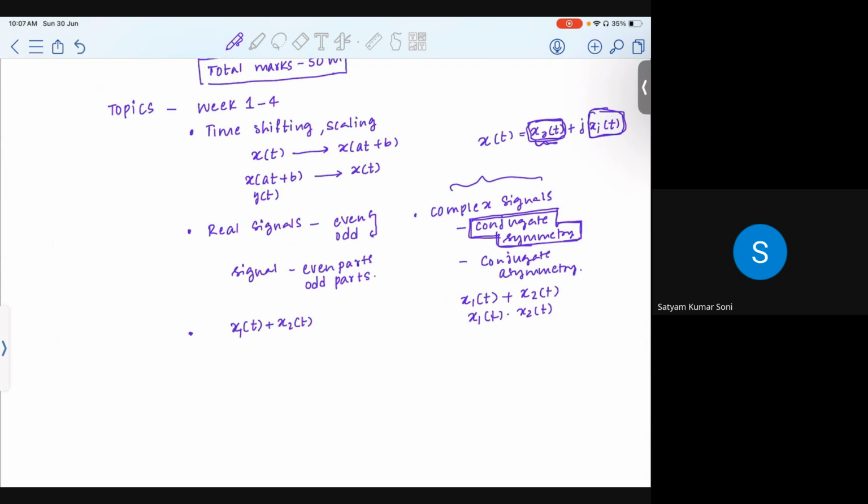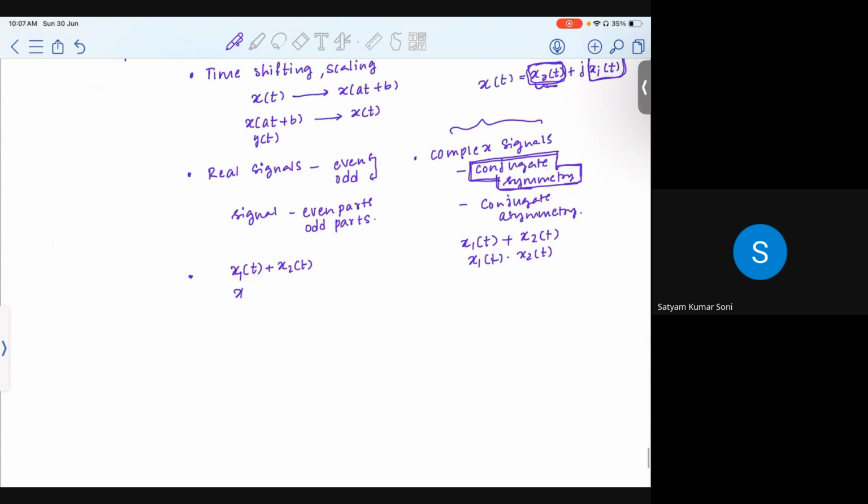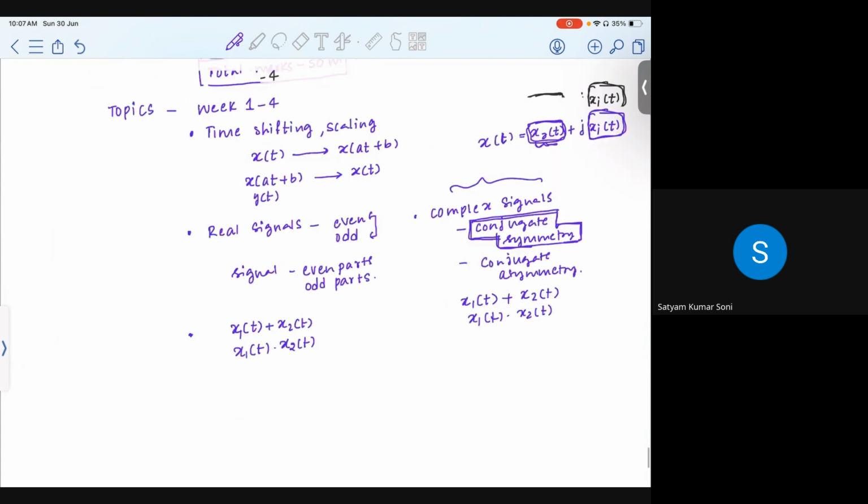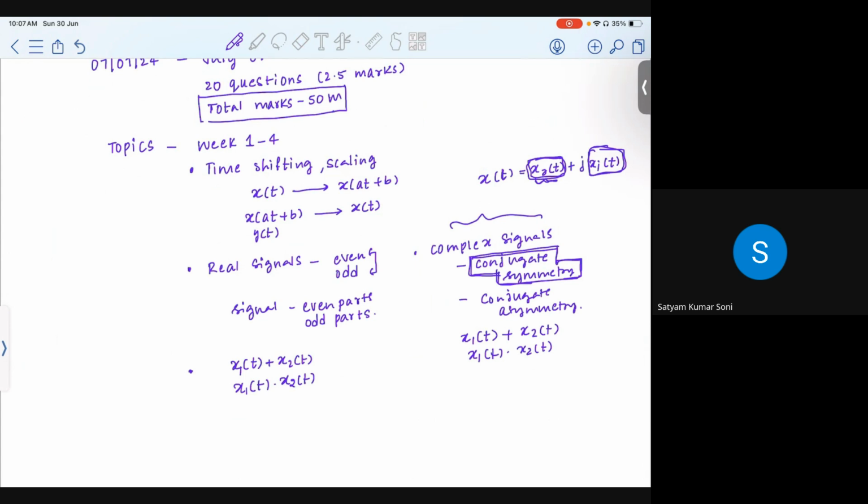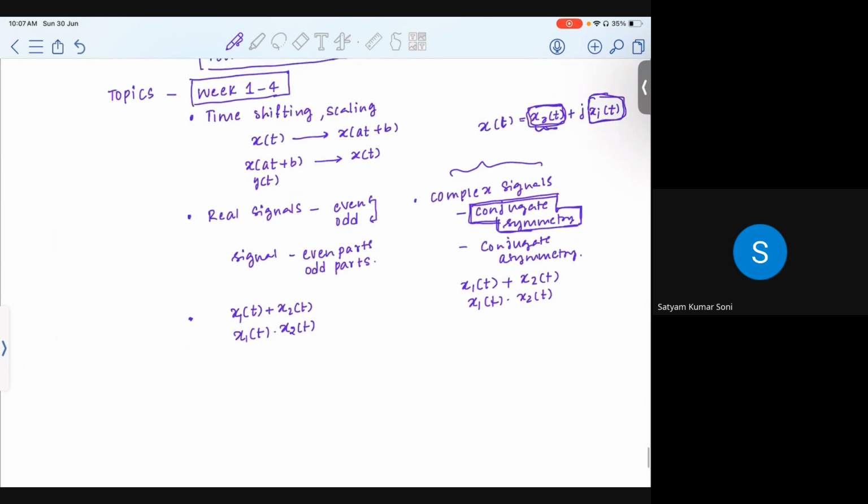So I would also recommend you go and check those things, work them out and see what happens to the symmetric properties of the two real signals associated with the complex signal. So this is just a recap. I'm not giving any specific thing. This is just a recap on the topics from week 1 to 4, which will also be covered in the quiz. So these are certain properties of the signals.